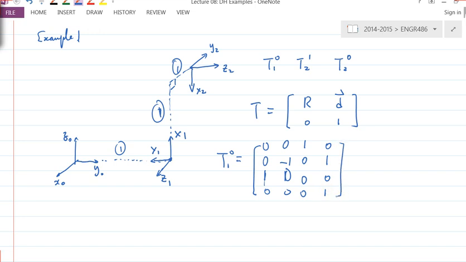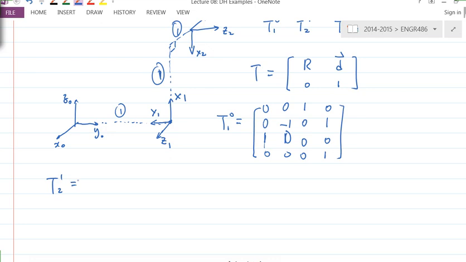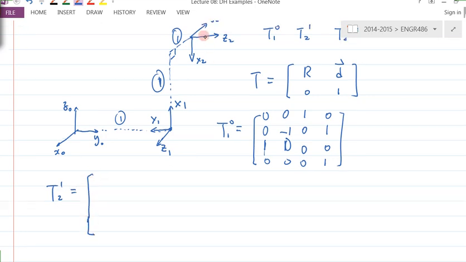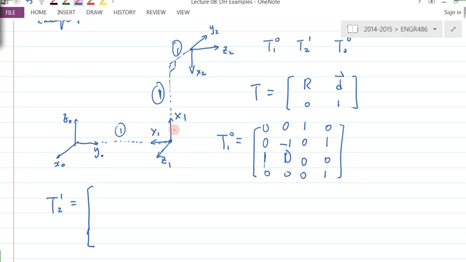Not good, right? So T21, similarly, you can get X2 with respect to this frame. Y. Good. And Z2. Good. Then the position vector for this point in frame 1 will be 1 in the X direction, and not the Y direction, in the Z direction. So -1, right?